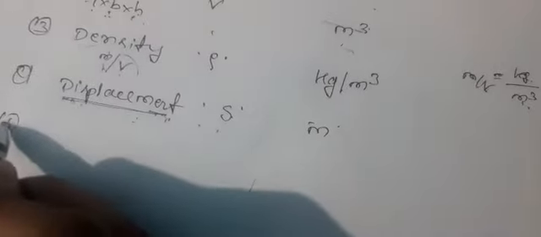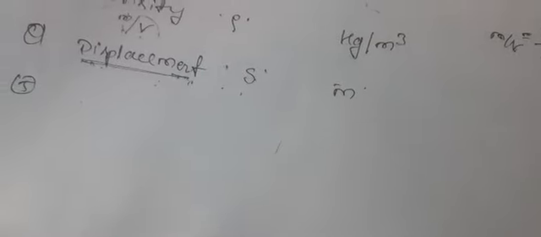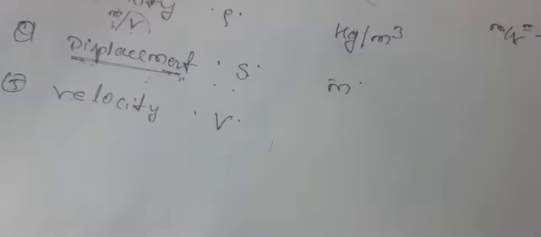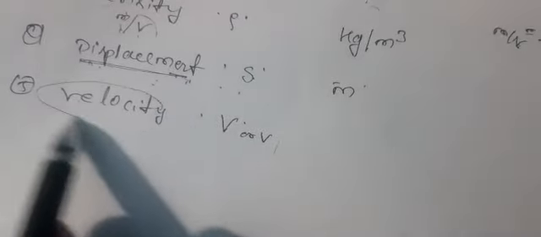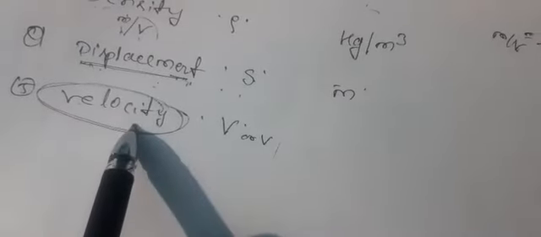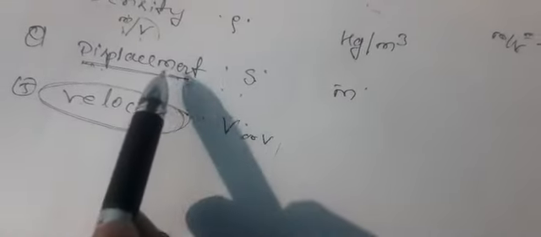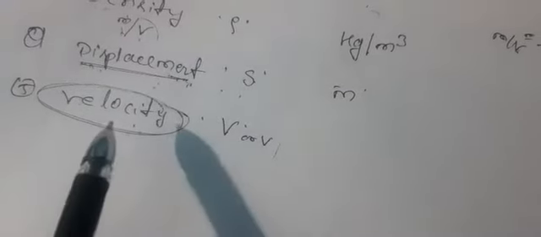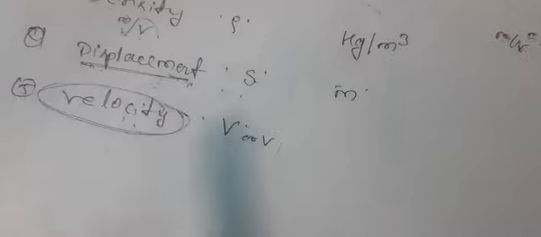Next, the fifth derived quantity is velocity. It is represented by the symbol V. Small v or capital V, both are the same. First of all, what is the meaning of velocity? Velocity is defined as the rate of change of displacement. Velocity is a vector quantity. Displacement is also a vector quantity.